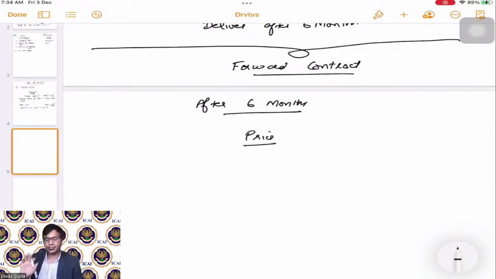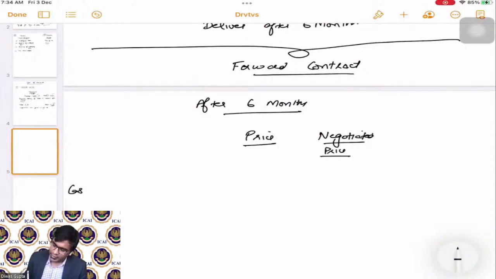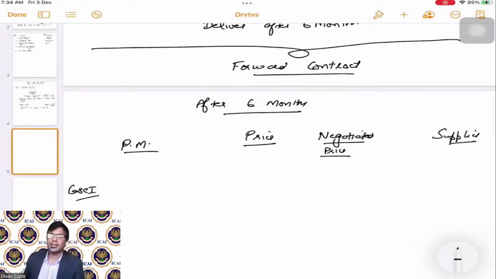Let us talk about a simple scenario. This is the price after 6 months, and this is the negotiated price I'm putting here. Let's say case one. Here your procurement manager is there, and here the supplier is there. We will try to see what impact it creates on both of them. The negotiated price was how much? 110. Correct? That is the price at which they have locked. Now let's say after 6 months, the price of this crude oil grade A comes to 115.